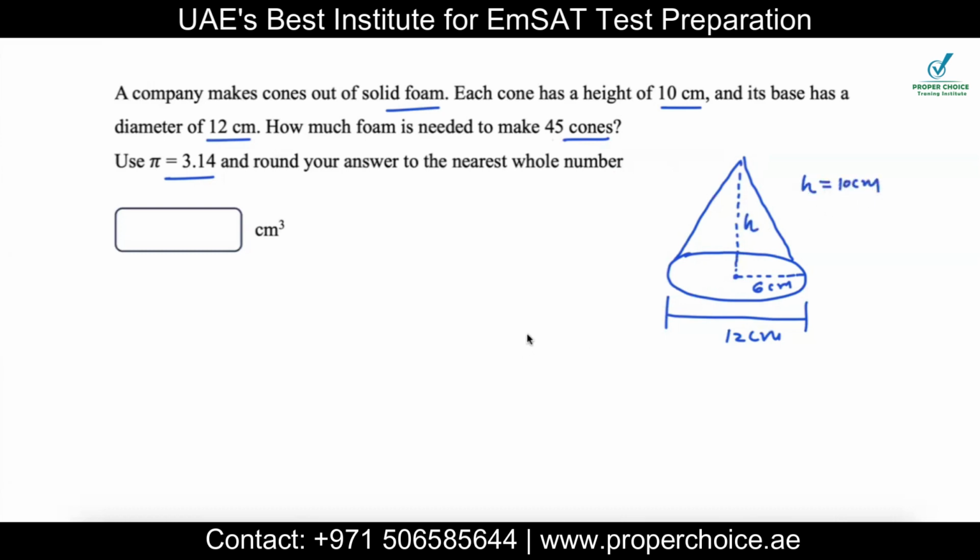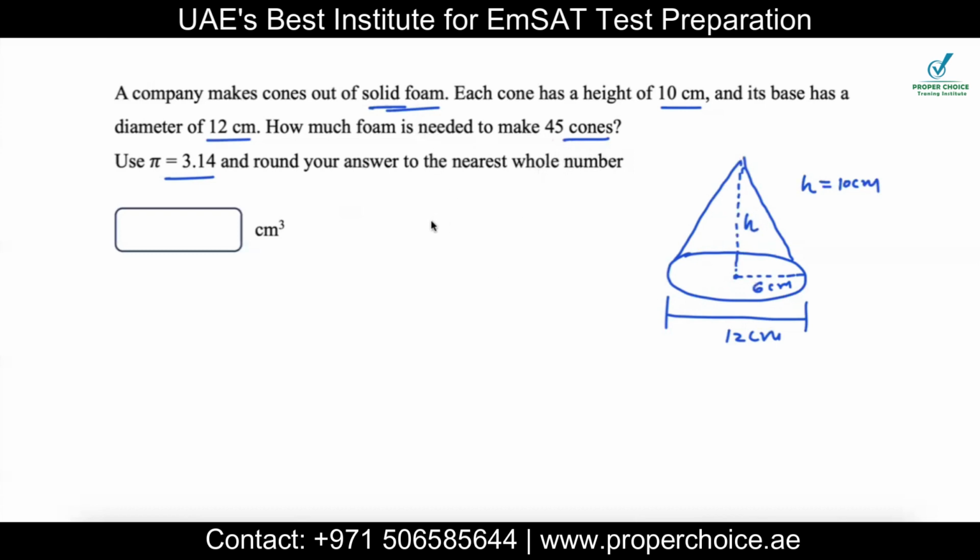Now use the formula and find out the volume of one cone. Then you can multiply that value with 45 to get the total amount of foam needed to make 45 such cones, because they are asking you to make the cone with solid foam. You need to calculate the volume. The amount of foam needed is basically the volume of the 45 such cones.